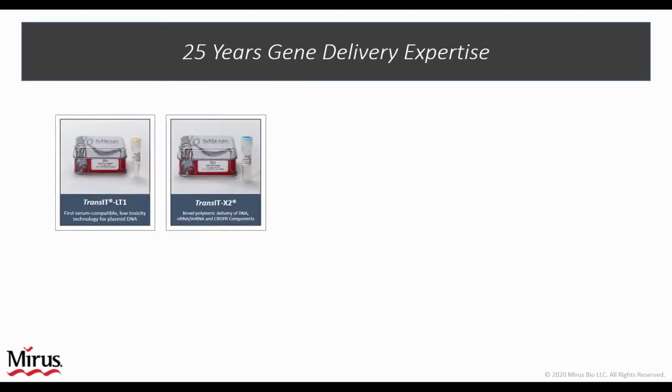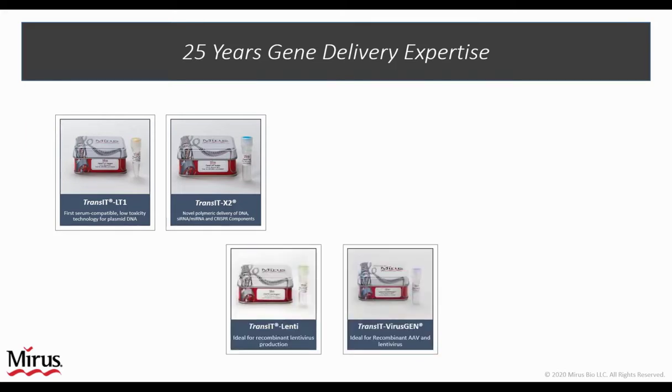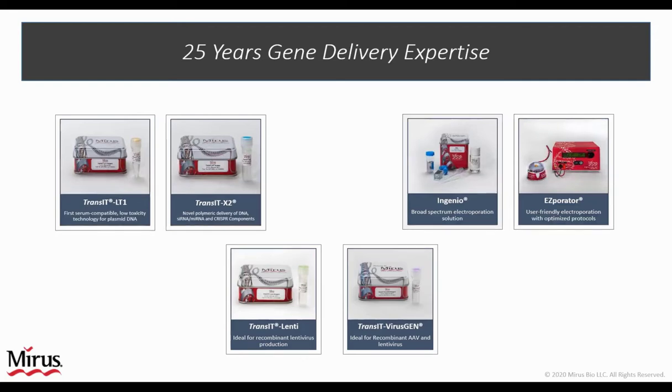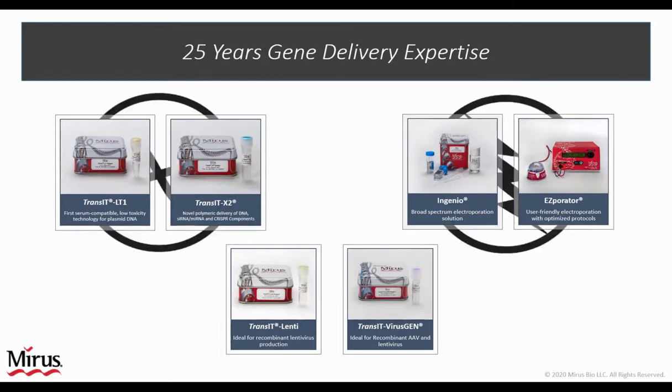In addition to effective products and dedicated support, Mirus also offers 25 years of nucleic acid delivery expertise. We're here to talk about the TransIT-VirusGEN kits and reagent today, but we also offer products for general DNA delivery and DNA RNA co-delivery, products for specific applications such as viral vector production and protein production, as well as products that utilize alternative strategies for transfection such as electroporation, all with the goal of supporting delivery of any nucleic acid to any cell type to support all cell biology applications.